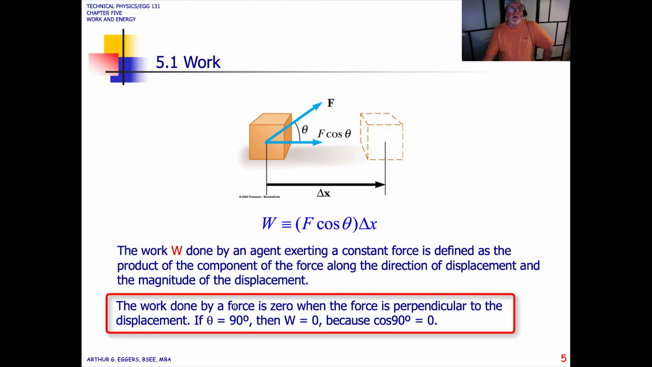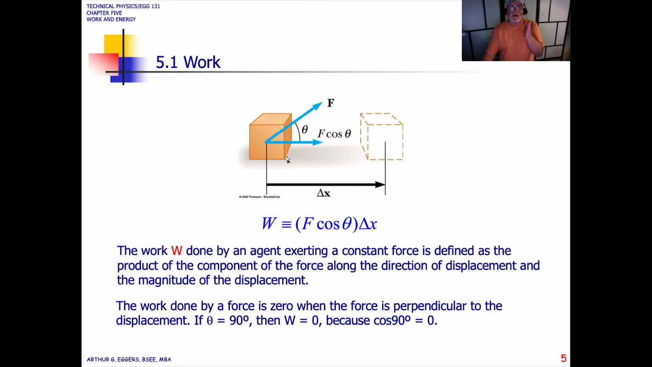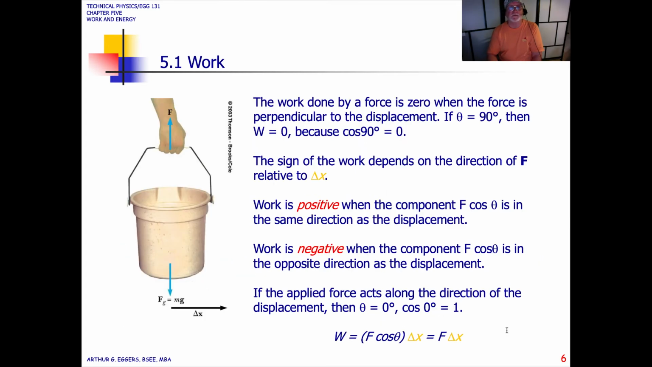The work done by a force is zero when the force is perpendicular to the displacement. So if the angle theta happened to be 90 degrees in this case, then the work is zero because, and you should be learning this by now, the cosine of 90 degrees is zero. So why is that so? Well, because we're not interested in lifting the box. We're interested in moving the box in the X direction. If we were interested in the work of moving the box in the Y direction, lifting, then that changes the problem and work then becomes a factor.